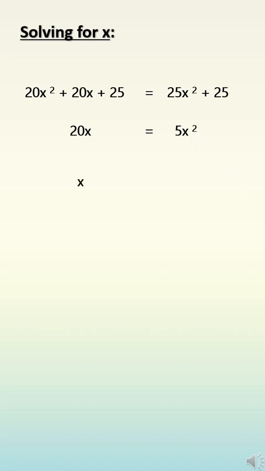Solving for x, 20x squared plus 20x plus 25 is equal to 25x squared plus 25. Cancelling out, 20x is equal to 5x squared, or x is equal to 4.